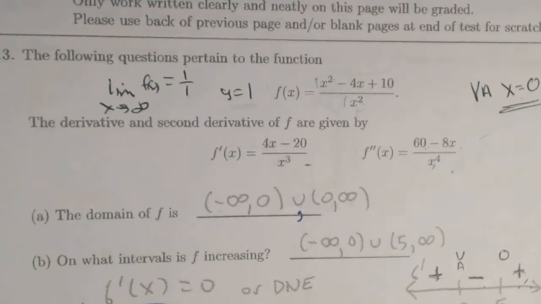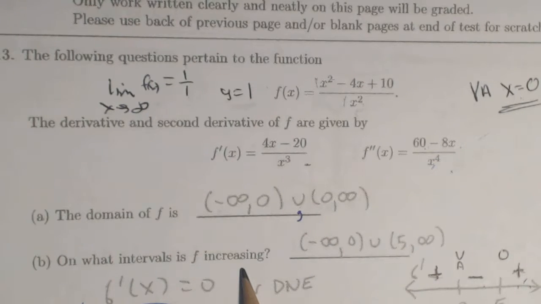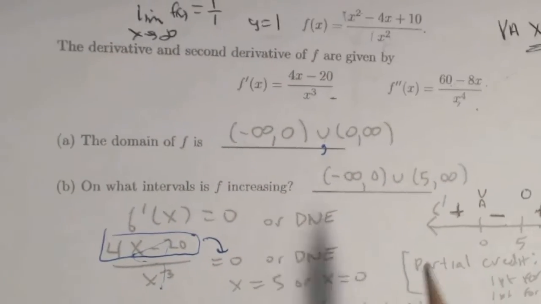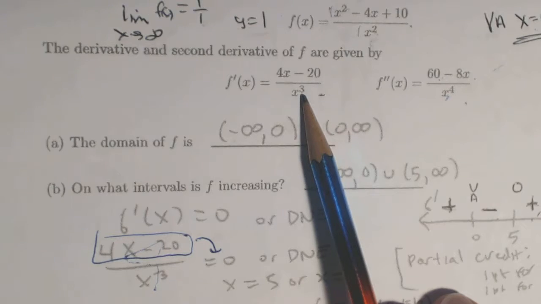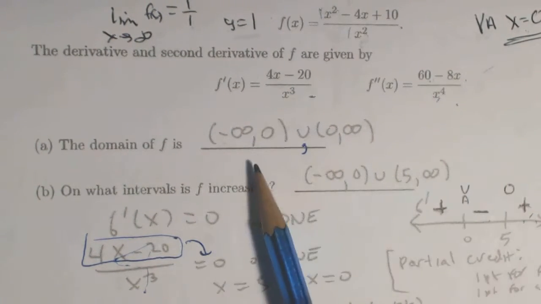All right, the first derivative is going to tell us about intervals of increase, decrease, and relative maxes and mins. Our first derivative is not defined at 0, but we knew it wouldn't be because that's its vertical asymptote.